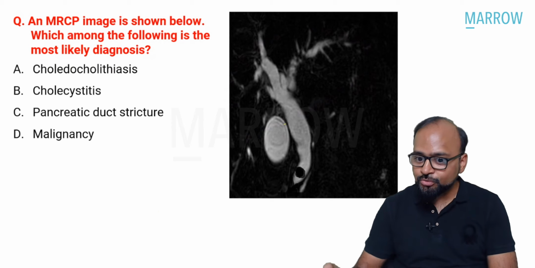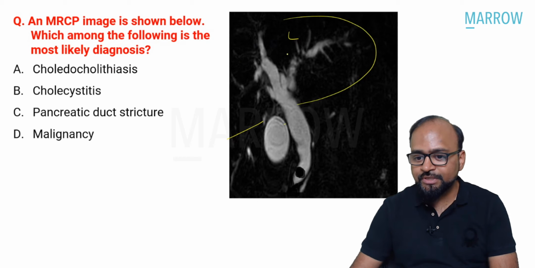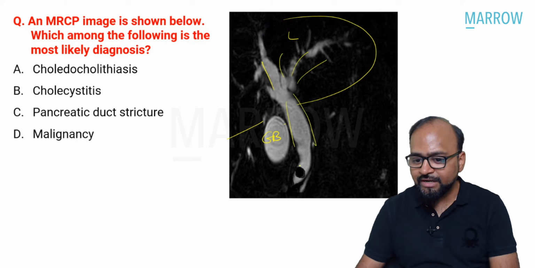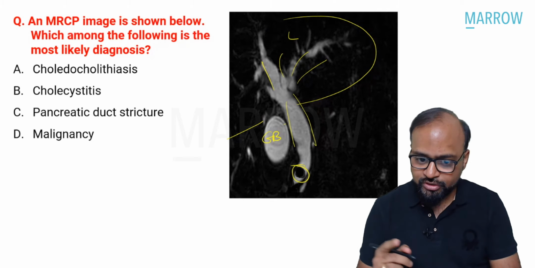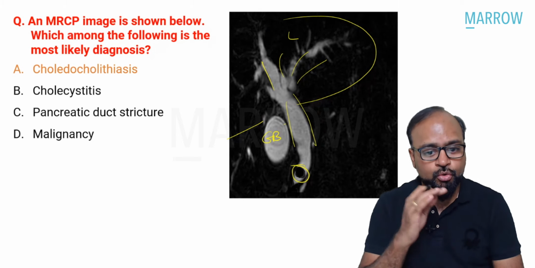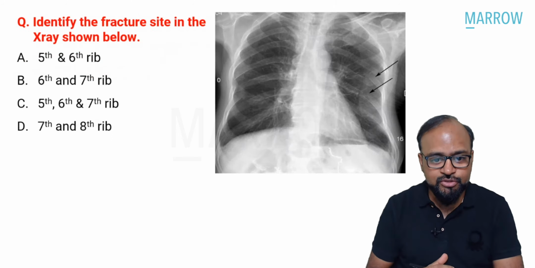Now let us come back to this question. We've already seen this image, right? We saw the magic view graphics. This is going to be the liver. This is going to be the gallbladder. These are the intrahepatic biliary radicals. This is the common bile duct, and there is an impacted calculus there which appears like a filling defect. So the diagnosis here is going to be choledocholithiasis. We've already seen this using the magic view technique as well.